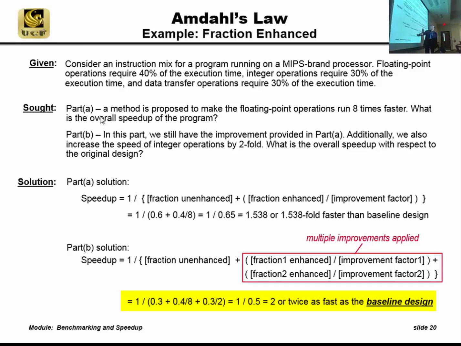Can I get this number quick? Yeah. 1 over 0.3 is unenhanced. 0.4 is floating point. 0.3 was integer, going twice as fast. I try to give you nice numbers most of the time, and here it comes out to be a half, and then that's 2. How much faster? Twice as fast. I'll let you guys ask some questions.